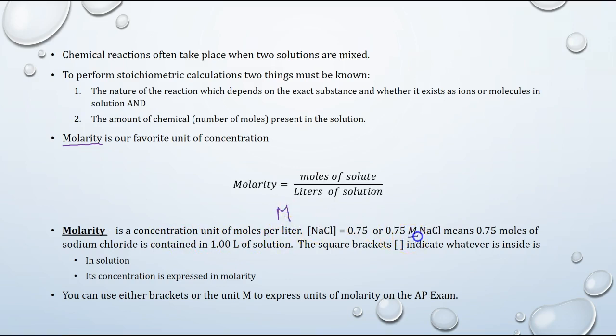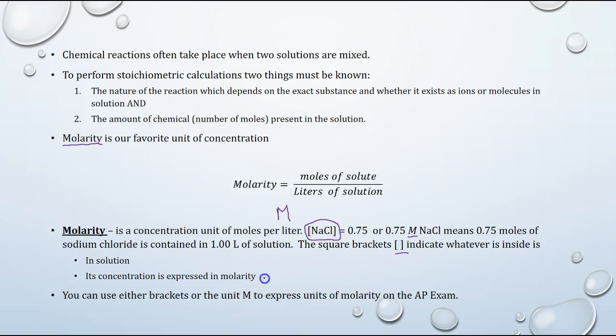So when I see this capital M, it means the same thing as saying these brackets. When I say these brackets, I'm saying molarity. When I'm saying M, I'm saying the brackets. It's the same thing. So that means there are 0.75 moles of sodium chloride in every 1 liter of solution. So the square brackets also indicate that it's what is inside the solution. So the substance inside the brackets is always the solute. It's never the solvent. Okay, and we always express solutions in terms of the solute, not the solvent. Okay, so you can use either brackets or the unit molarity to express units of molarity.